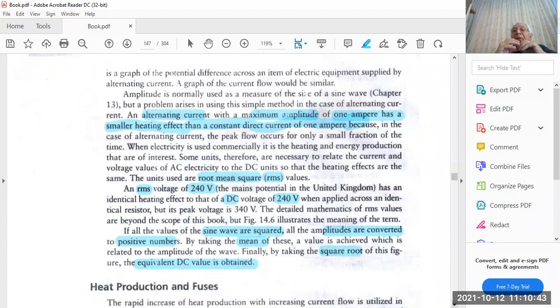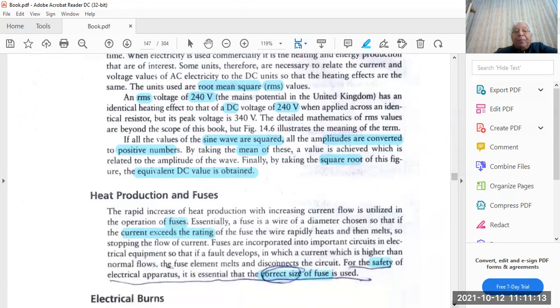To compare two types of currents, we compare them regarding the heat production of both of them. So we have two currents, and we want to compare both of them to create the same heat energy produced. So we use what we call RMS. We call it root mean square to compare the two currents.